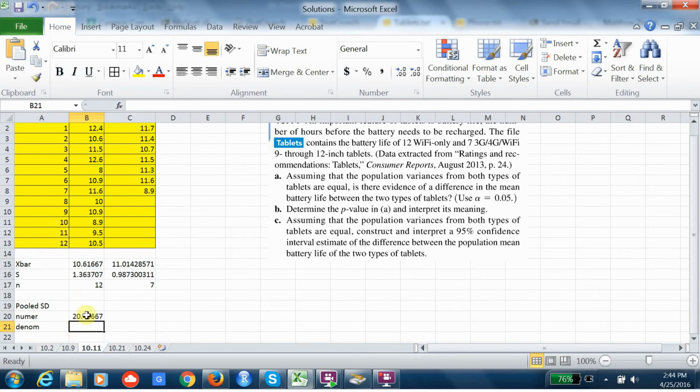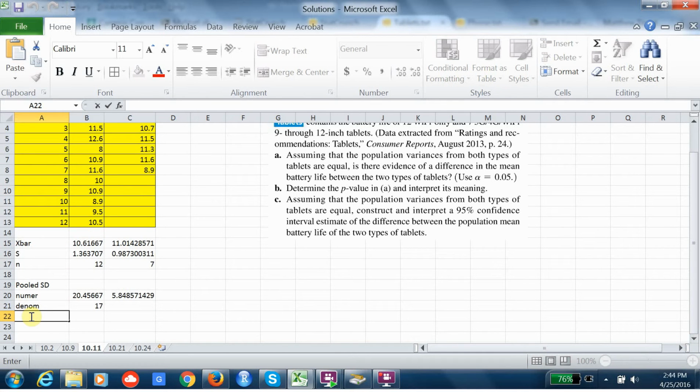Now this one I can drag across because the values are in the same corresponding cells, so I can do that. And of course my numerator is just going to be 17, but I'll go ahead and compute it out. Okay, and now we're ready to compute the pooled sample standard deviation. So it's just going to be a square root, and I'm going to have two terms in the numerator, so I'm going to have to put a nested parentheses here.